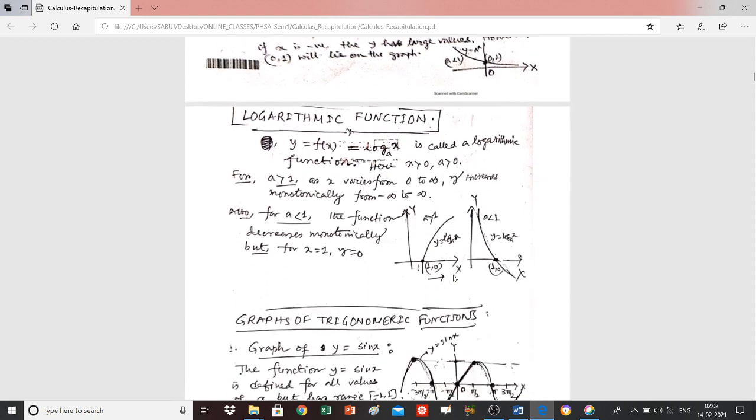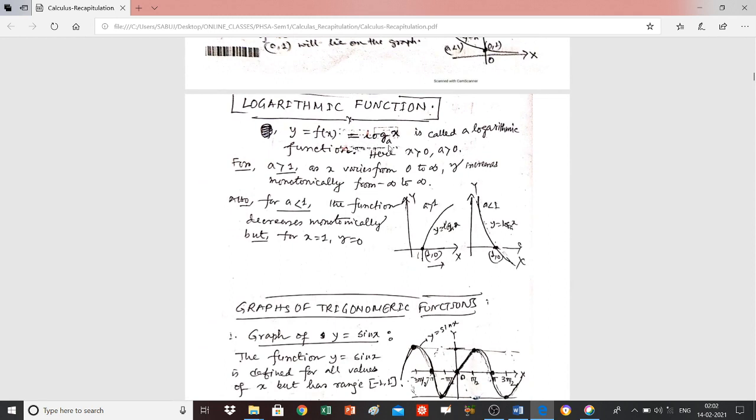Now the logarithmic function. You know that if x is equal to log a, this type of equation is a logarithmic function. Here, x greater than 0 and a greater than 0, these two conditions can be considered. For a greater than 1, as x varies from 0 to infinity, y will increase monotonically from minus infinity to plus infinity. That is represented here. And for a less than 1, the function decreases monotonically. That is also shown here.